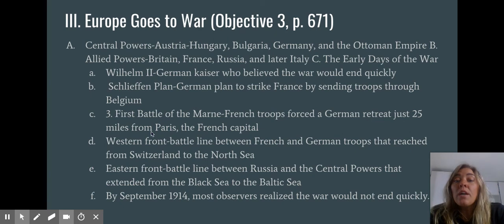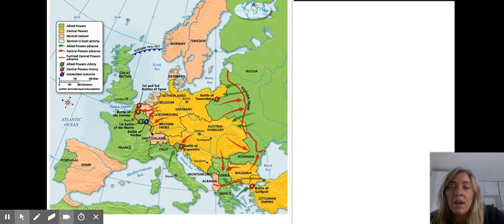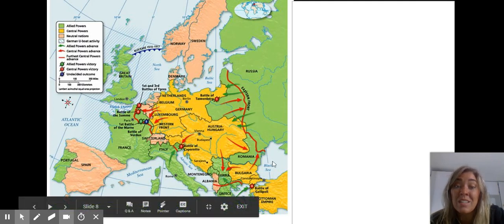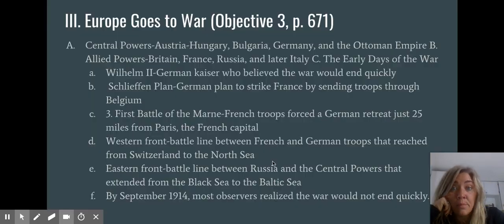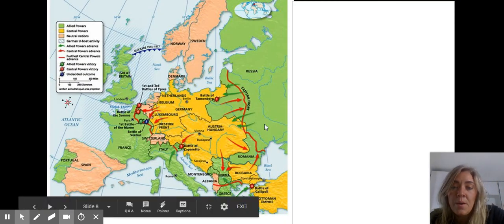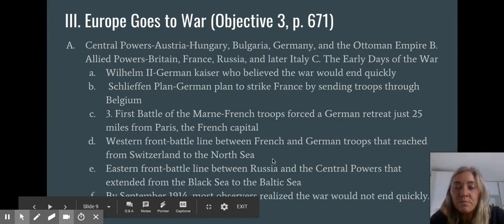The Eastern Front is going to be between Russia and the Central Powers, and that is right here. And you can see it goes from the Baltic Sea to the Black Sea. And actually, Russia lost a lot of territory at first because they really were not as advanced and prepared as everybody else. Their advantage is that they just had a lot of people living in Russia, and they also have like some major mountain ranges in here too. So that makes it really difficult to invade Russia.